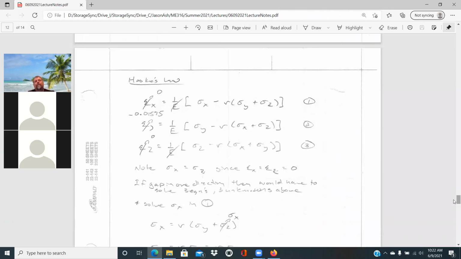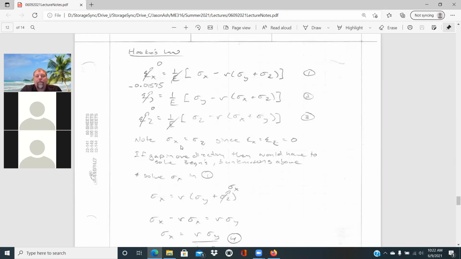So there we go, Hooke's law. We know strain in the X is 0, strain in the Z is 0, strain in the Y is minus 0.01575. When these things are equal to 0 here, we can cross out the E's and multiply both sides. And so we have our 3 equations there. In this case, you would note that sigma X is going to be equal to sigma Z, since strain in the X is equal to strain in the Z, and the geometry is the same as well.